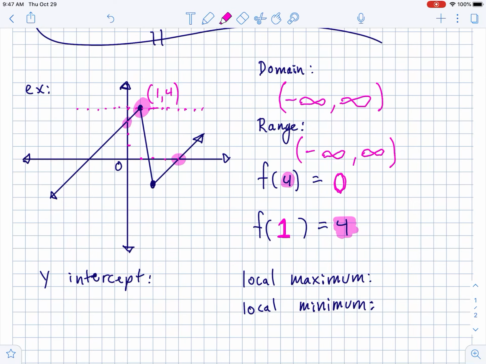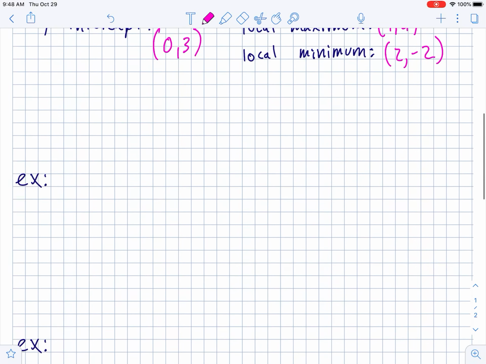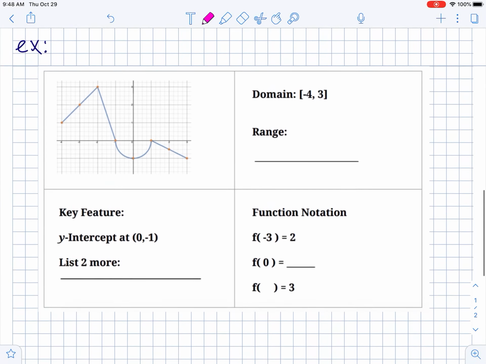3 more things we're going to do with this graph. The y-intercept is wherever it touches the y-axis, which is right here at 1, 2, 3, so 0, 3. That's a coordinate, not an interval. The local maximum is going to be the top of this mountain right here, so that's going to be 1, 4. And then the local minimum is the bottom of this valley, which is 2 over and 2 down: 2, -2. So those are all coordinates.